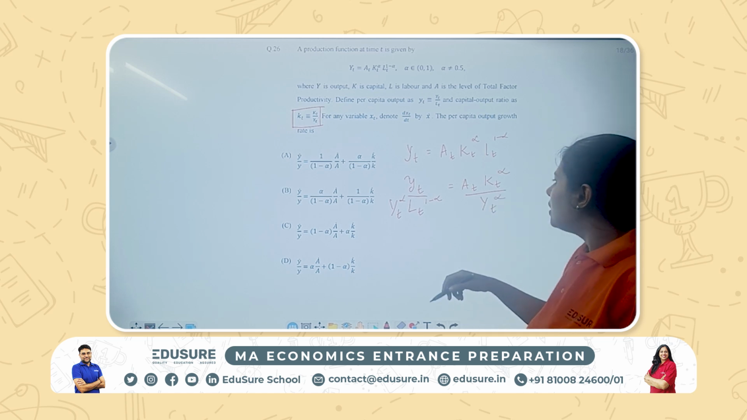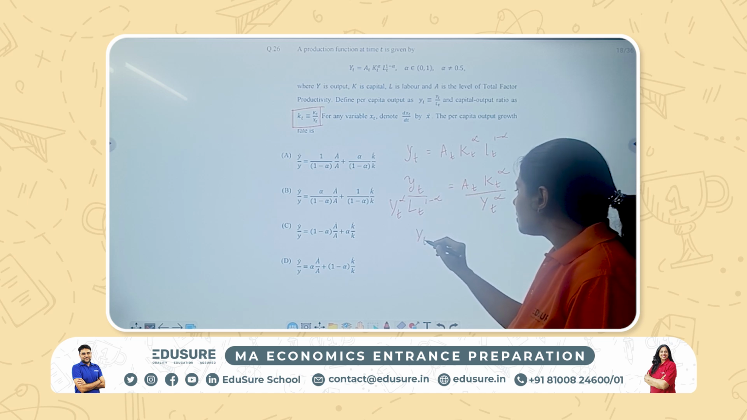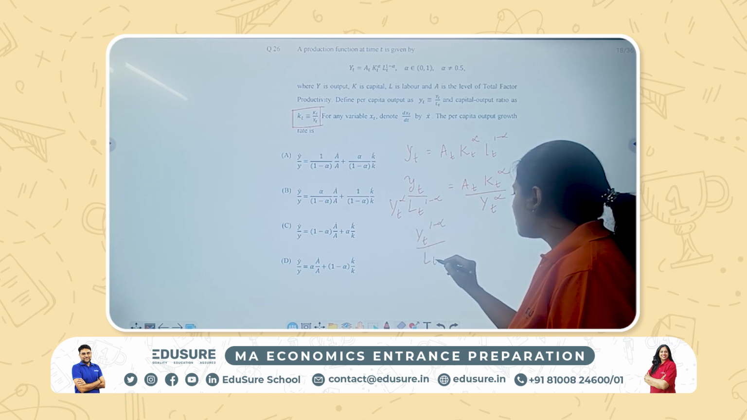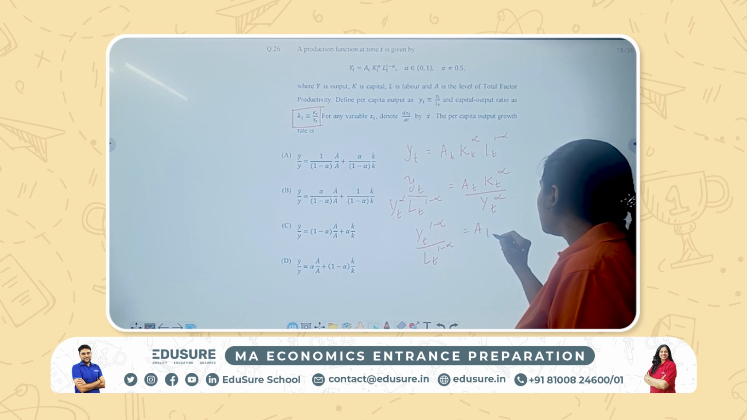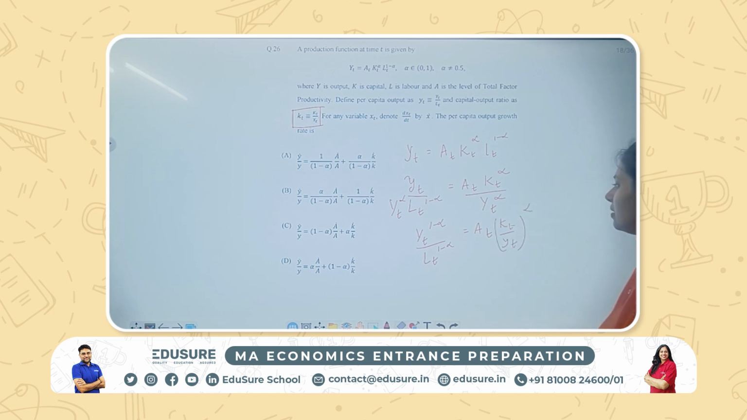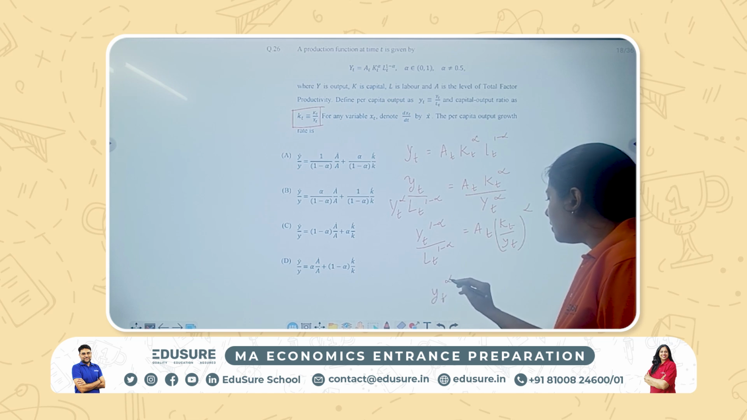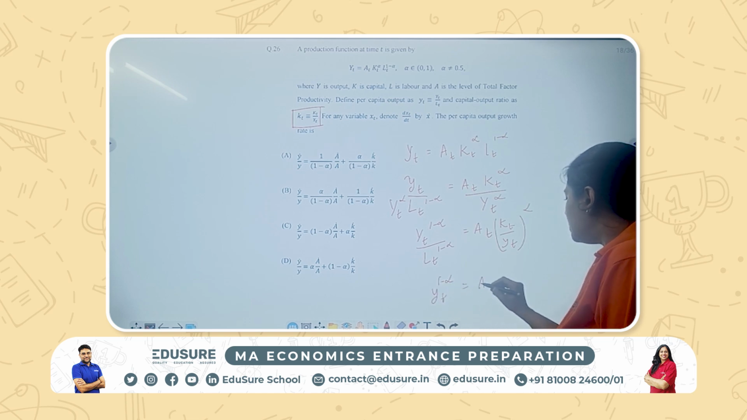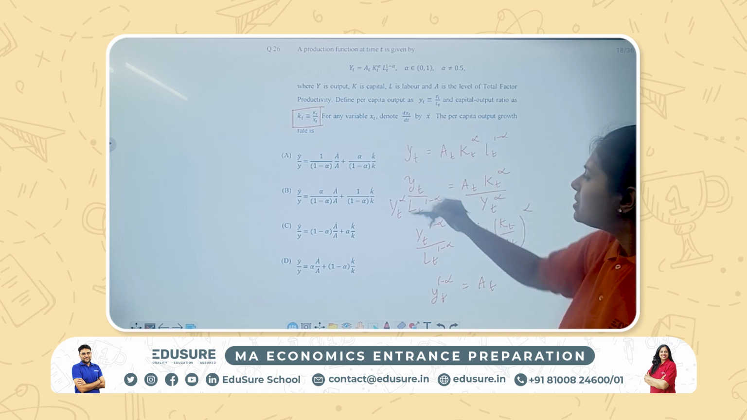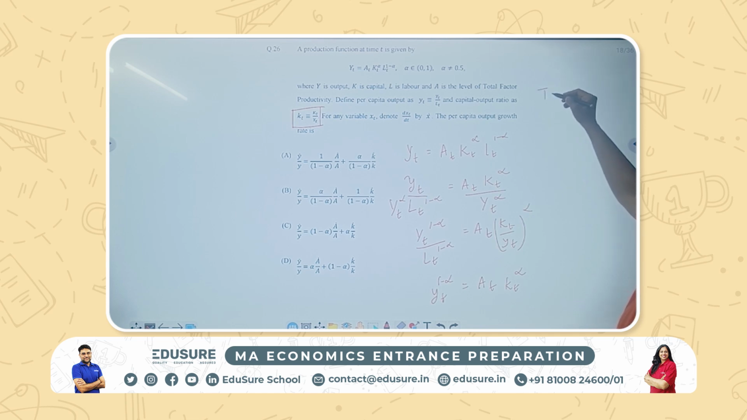So what do I get? This becomes Y_t^(1-alpha) upon L_t^(1-alpha) equal to A_t, and this becomes (K_t by Y_t) to the power alpha. Y_t by L_t is small y. So small y_t to the power 1 minus alpha is equal to A_t, and K_t by Y_t becomes small k_t, so this becomes k_t to the power alpha. And now to get it in this form, I just need to take logs and differentiate it.